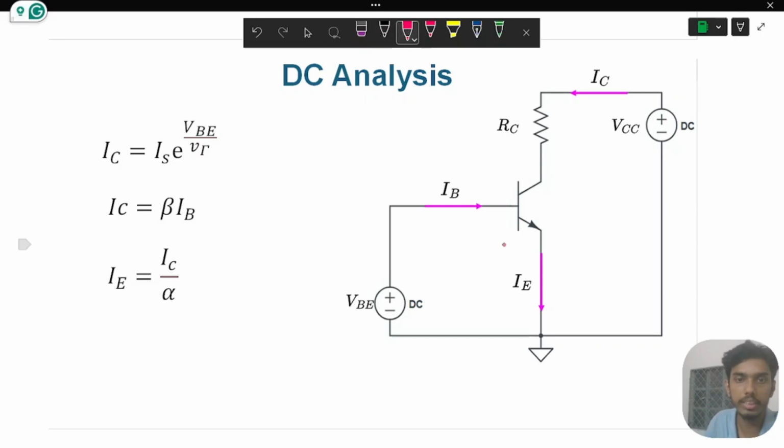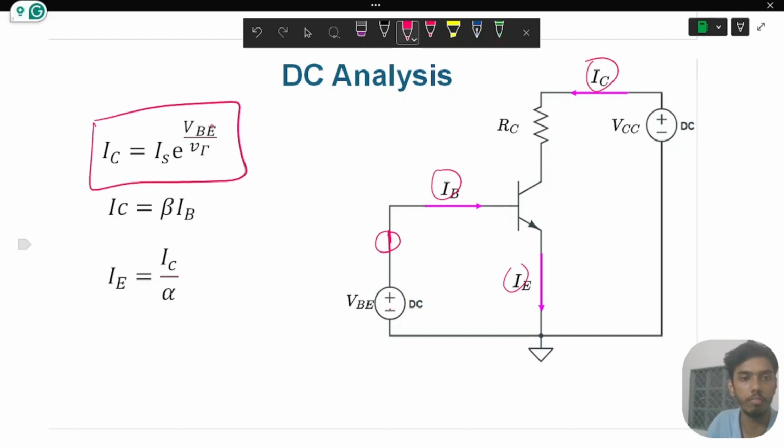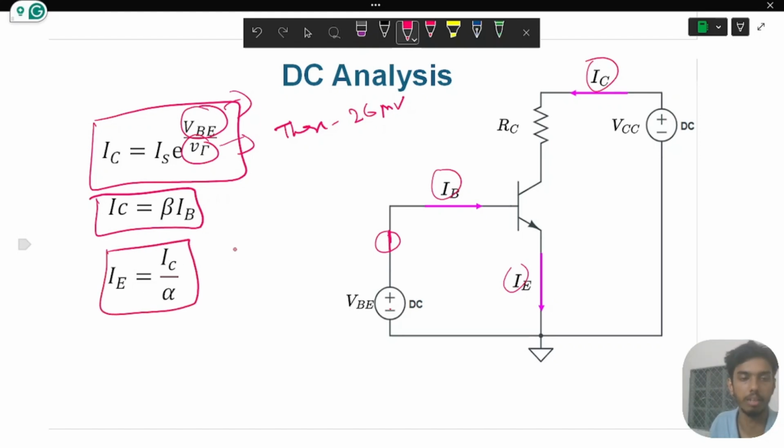Okay, so this is a DC analysis. We'll give a small recap. In DC analysis, we have shorted out the AC voltage source, and we have only IB, IE, and IC, and two voltage sources here. The equations we already know, because we covered this topic in the previous lecture. The collector current is IC = IS e^(VBE/VT). Here VBE is the base-emitter voltage, and VT is the thermal voltage, which is close to 26 millivolts at room temperature. We also know these equations very well: IC = beta times the base current IB, and the emitter current is IE = IC divided by alpha.